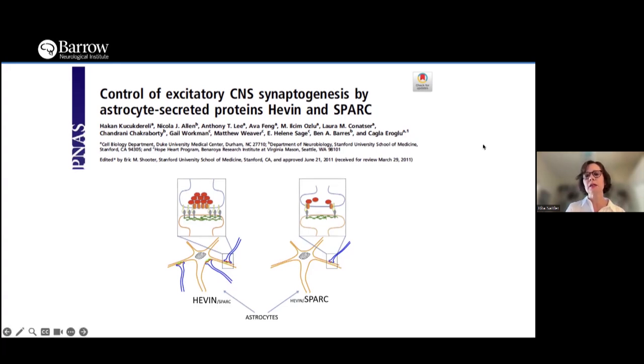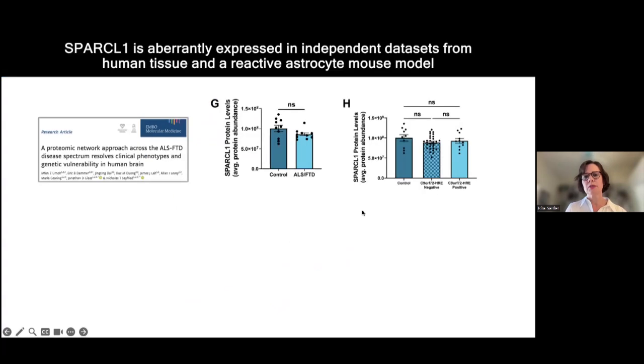But a lot has been done, especially with Ben Barres's group and Cagla Eroglu and Nicola Allen. Those are the three major players that really pushed the field forward in regards to the role of Hevin, or SPARCL1, and SPARC. If there's lots of Hevin, or SPARCL1, and little SPARC, then you have lots of connections of astrocytes and lots of synapse connections. But if you have more SPARC than Hevin, then this is inhibiting and you see a destabilization of the synapse.